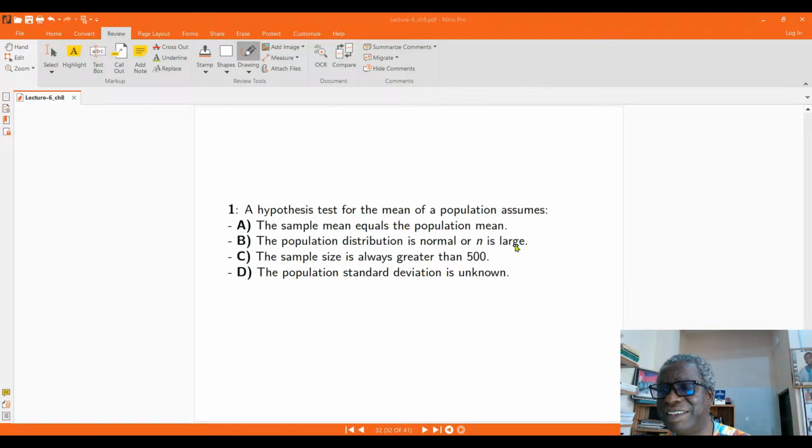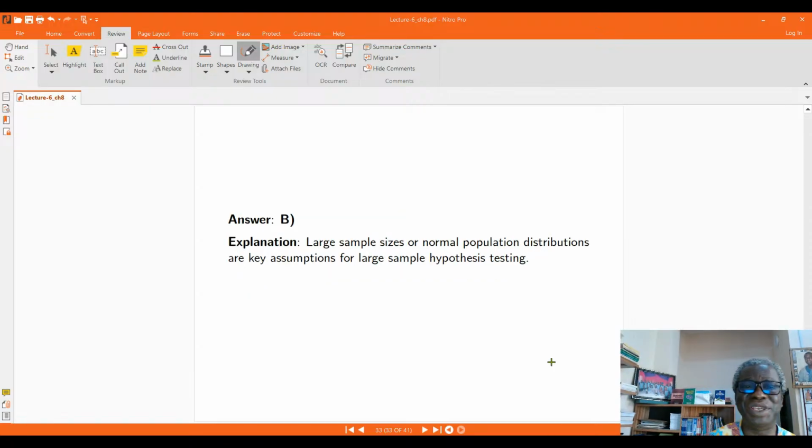Yes, I can see people making good judgment from this question. Excellent, Nigeria, Teslimot, Oladipupo, Samiat. Okay, so what is the correct answer? B. Large sample sizes or normal population distributions are fundamental assumptions for large sample hypothesis testing.